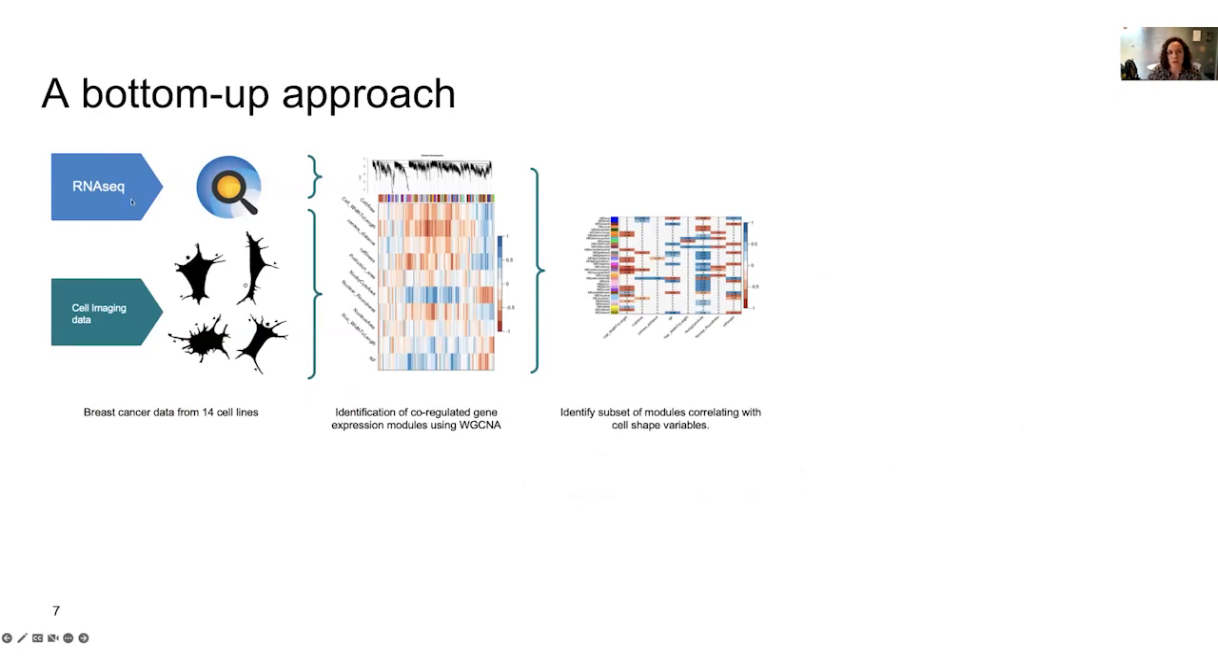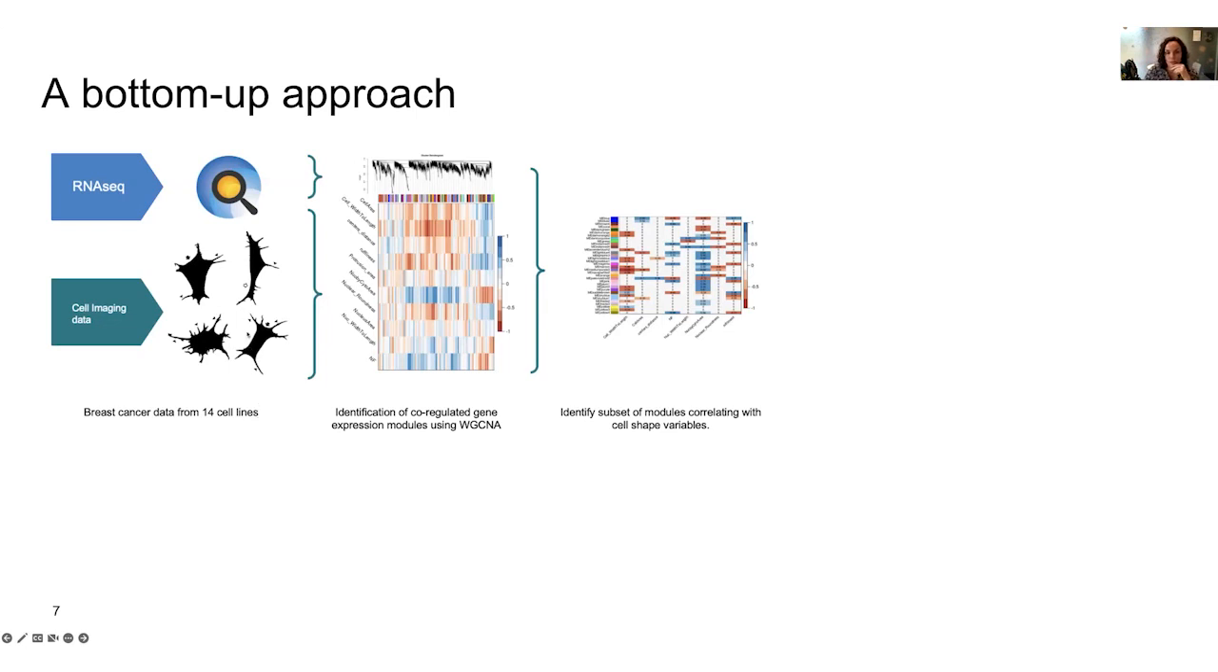First of all, we took data from 14 breast cancer cell lines. One of them is healthy, and 13 were breast cancer. This was publicly available RNAseq data. And also there was paired cell imaging data, high content imaging data that gave us multimodal phenotype information about length, cell width to length ratio. So you can see here 10 different parameters that we had for the cell shape of these cell lines.